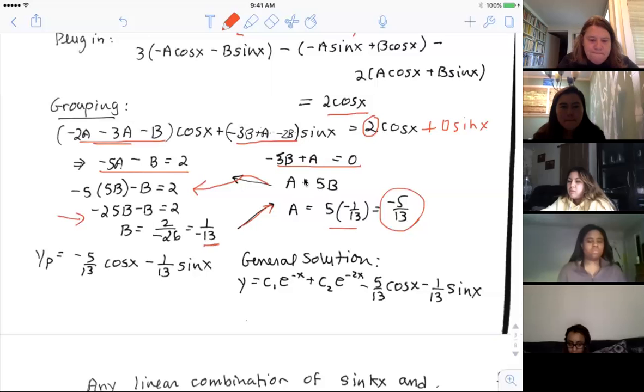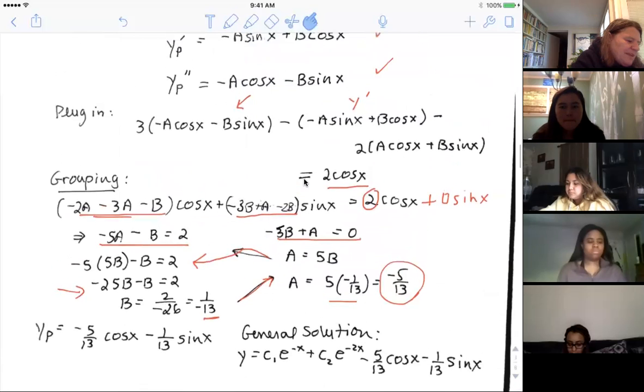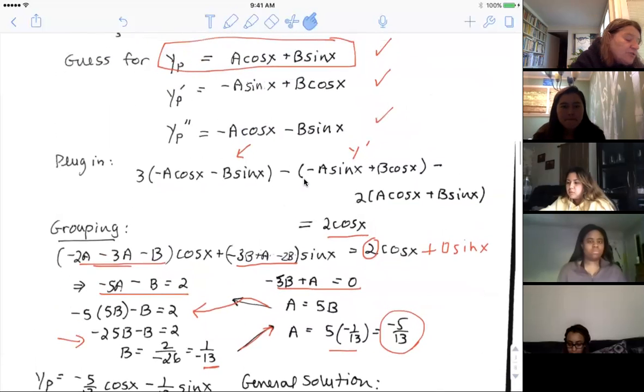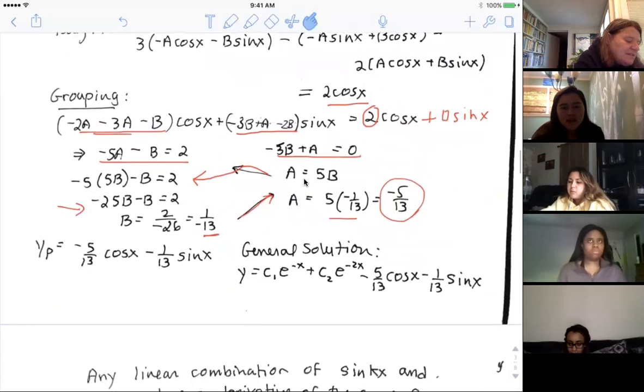Okay. So here's what my solution looks like. Remember that my guess was a cosine x plus b sine x. So I write the y_c that I found initially. And then my a was minus 5/13, so I put that on the cosine x. And my b was the minus 1/13 sine x.